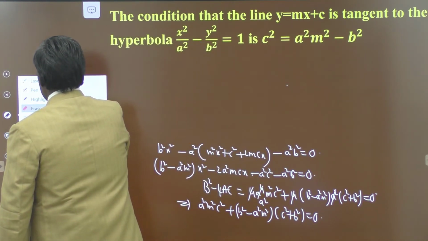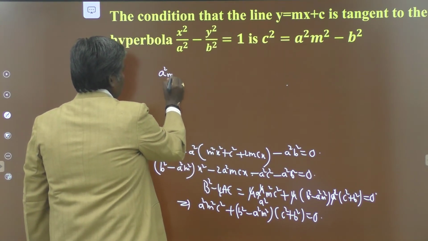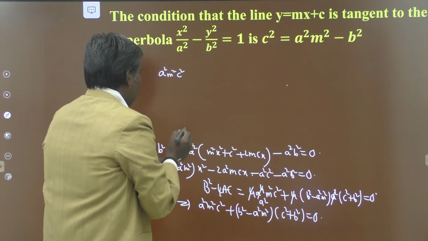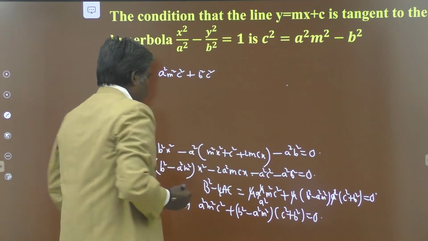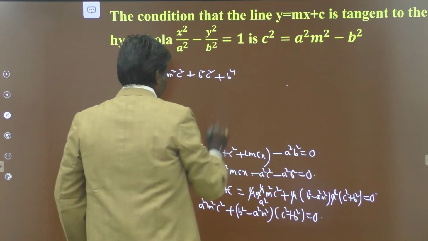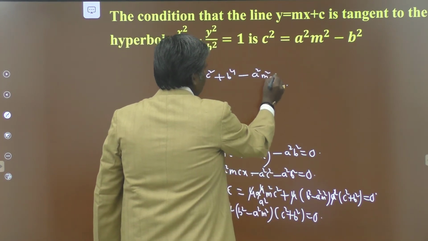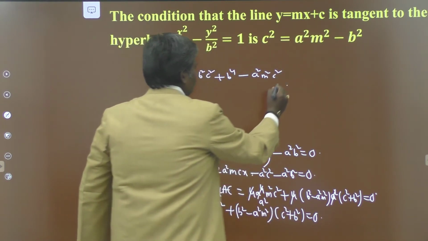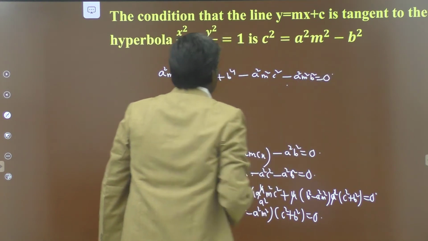Now, a²m²c² plus b²c². Next you have plus b⁴ minus a²m²c². Again you have minus a²m²b². That is equal to 0.